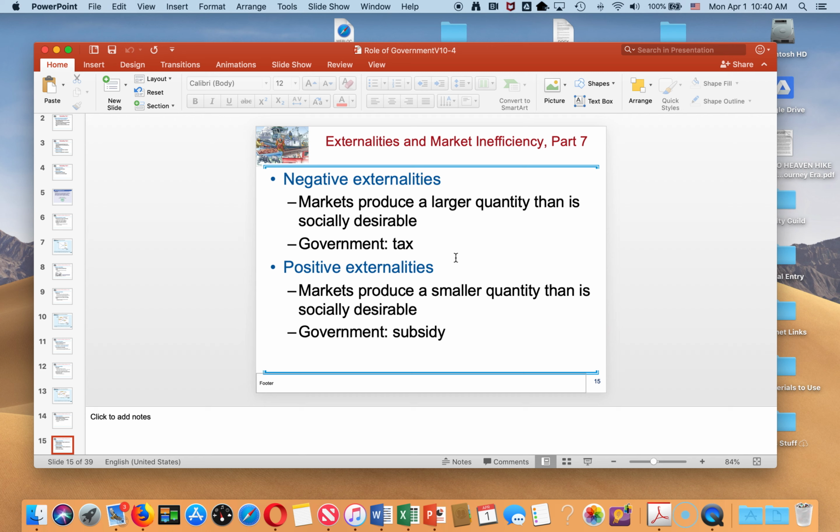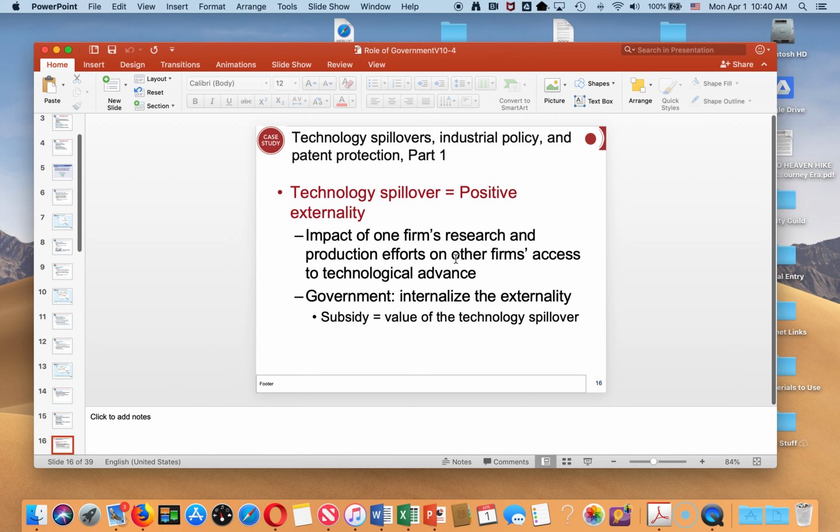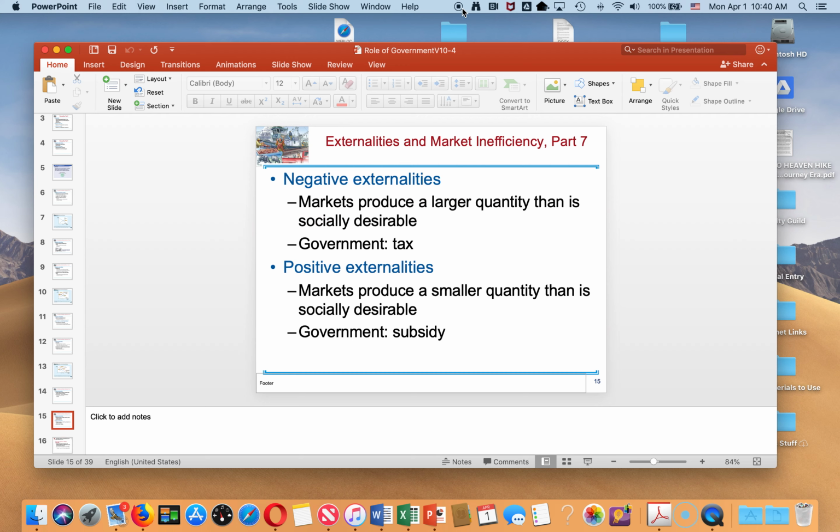Okay, just to review a little bit, with negative externalities, markets produce a larger quantity than is socially desirable. If the government were to step in, the government would seek to reduce that quantity, and one way to do that is via a tax. And for positive externalities, the market produces a smaller quantity in the private sense than is socially desirable. The optimal policy is for the government to somehow get them to produce more, and so that would be a subsidy. Okay, that is it for this first section.